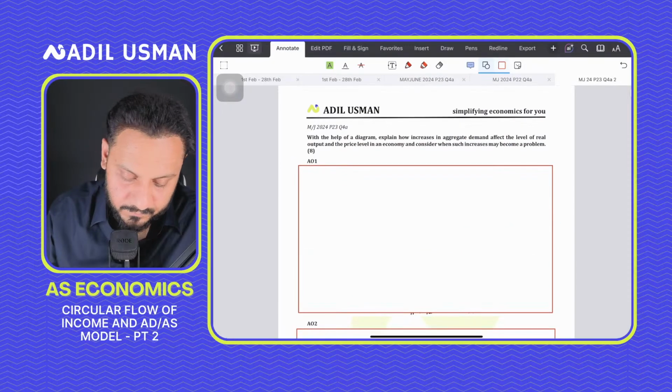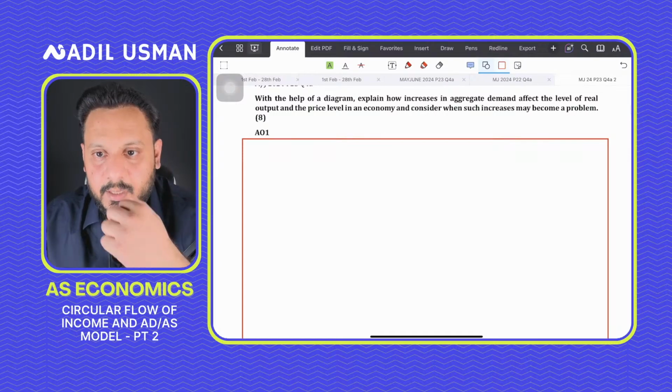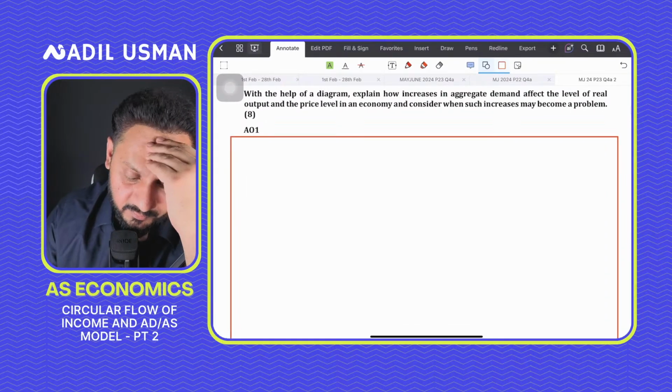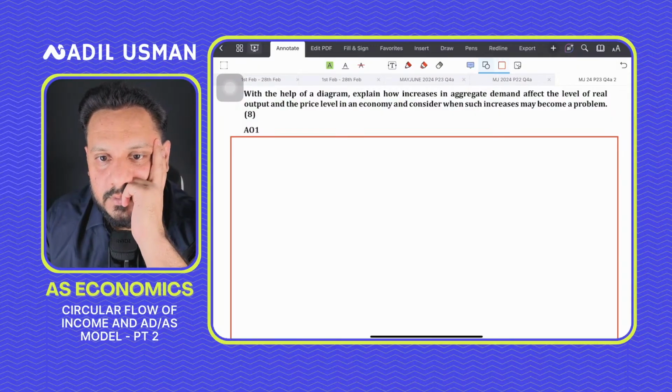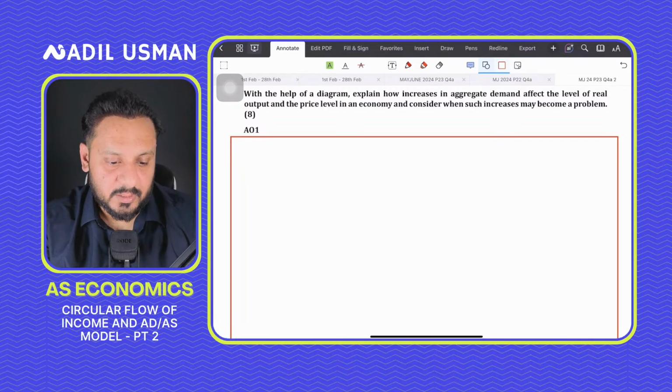So, with the help of a diagram, explain how an increase in aggregate demand may affect the level of real output and price level in an economy, and consider whether such an increase may become a problem. जी, ये क्वेश्चन देख लें ज़रा, अच्छा क्वेश्चन है ये.